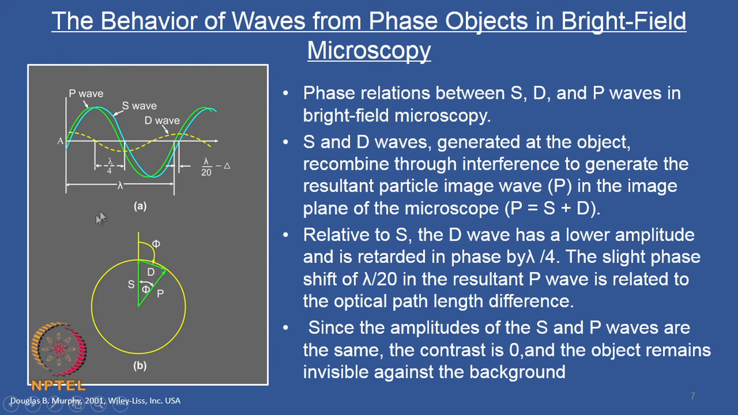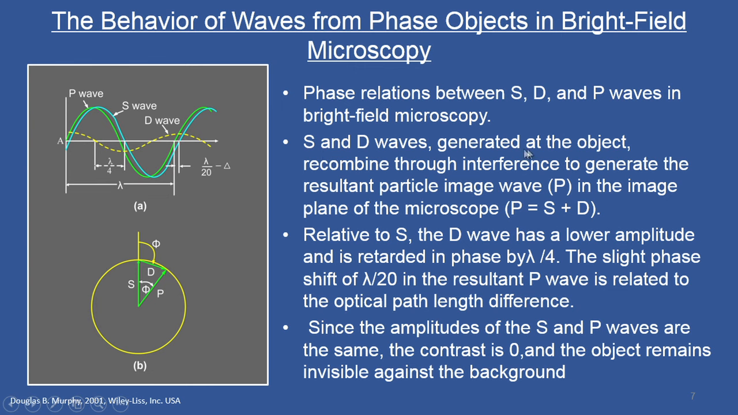So look at this schematic B, the same thing is shown in the polar coordinates, where you have this S and P in a vectorial form. The length of the vector represents the amplitudes of these waves, and this angle phi represents the phase displacements. And if it is the phase retardation, it is clockwise direction, and if it is phase advancement, it is anti-clockwise direction. So that is how whatever we have seen in A is represented in a polar coordinate in B.